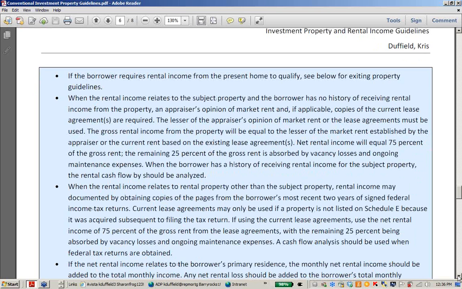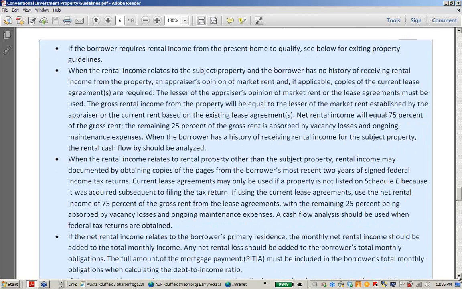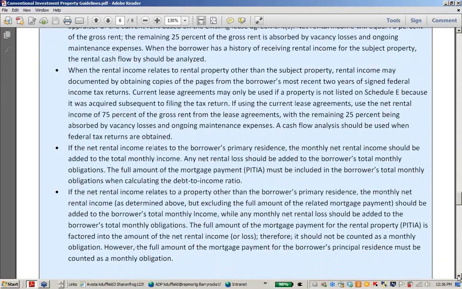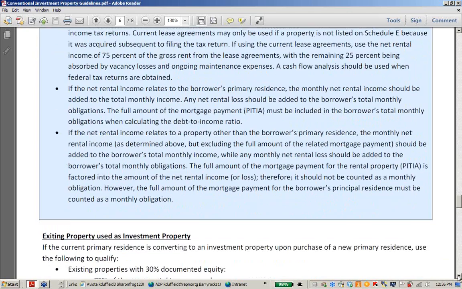When the rental income relates to the subject property and the borrower has no history of receiving rental income from the property, an appraiser's opinion of market rent and, if applicable, copies of current lease agreements are required. So we've kind of covered this. That market opinion comes from the market analysis that's part of your appraisal. I think we've covered actually most of the rest of this. So just double check and read through here.